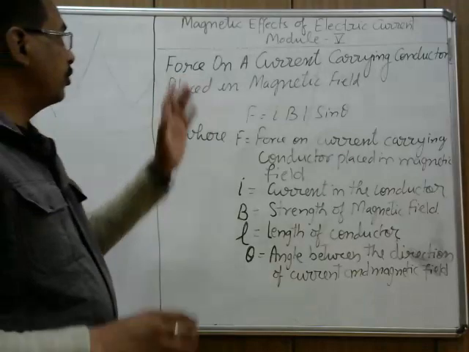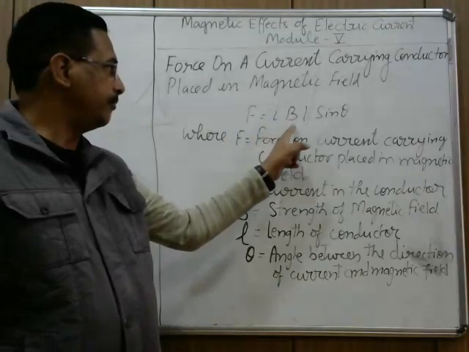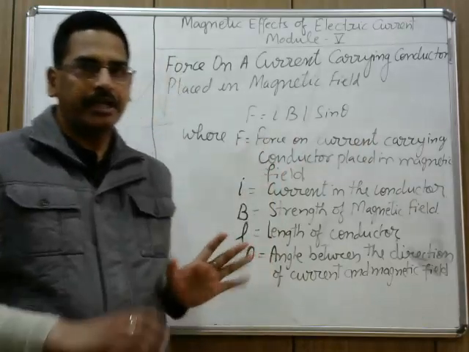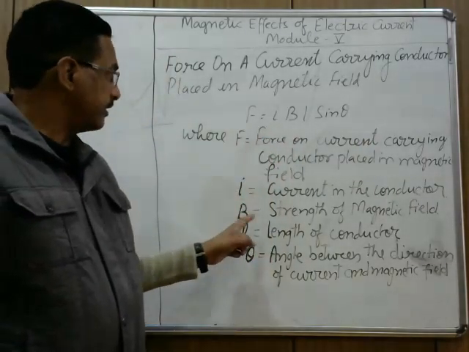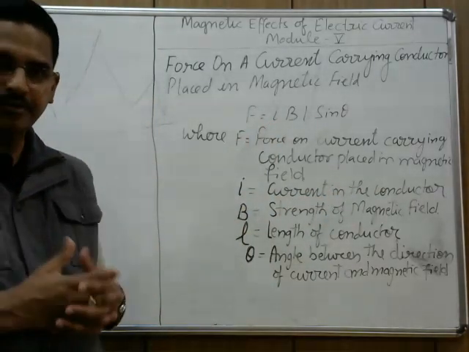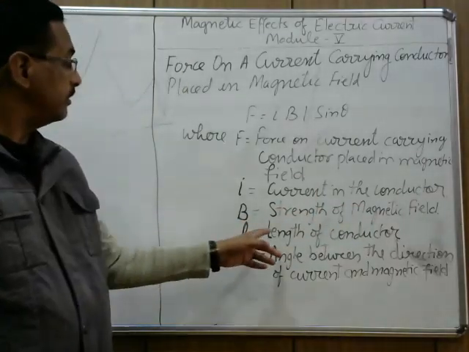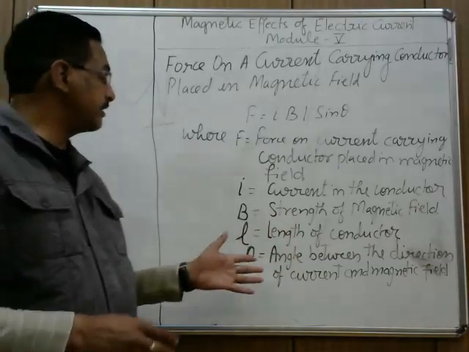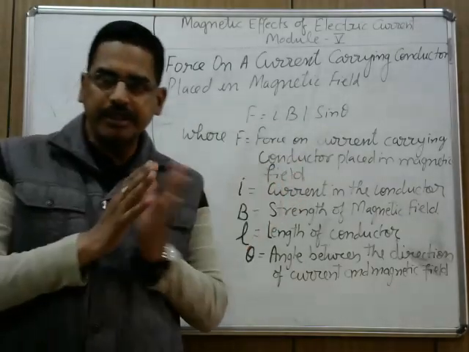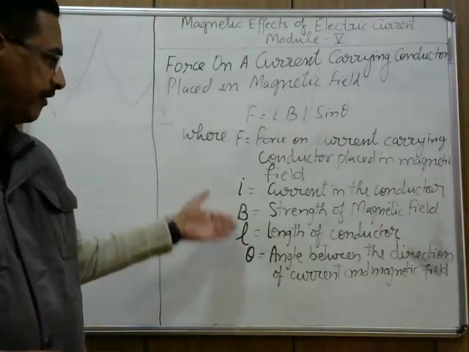Now, force on a current carrying conductor placed in magnetic field is given by the formula F equals IBL sin theta, where F is the force on the current carrying conductor placed in magnetic field. I is the current in the conductor, means magnitude of current in the conductor. B is strength of magnetic field. L is length of conductor, and theta is the angle between the direction of current and magnetic field. Now from this formula it is very clear that force on a current carrying conductor depends upon these many factors.